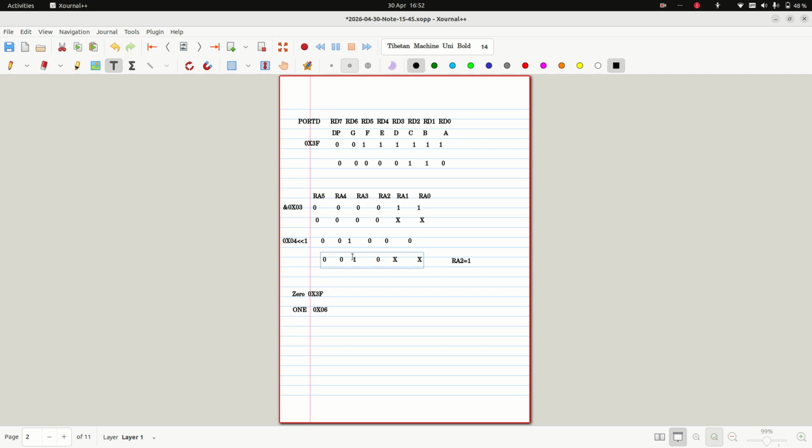And next, RA4 equals 1. What do we need to do? Left shift by 2. Then 3 for RA4, so similarly we need to do it. Okay, let's write the code now.